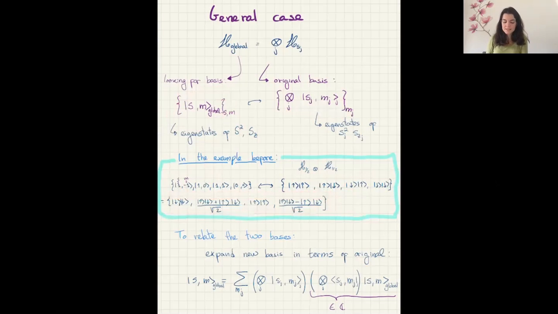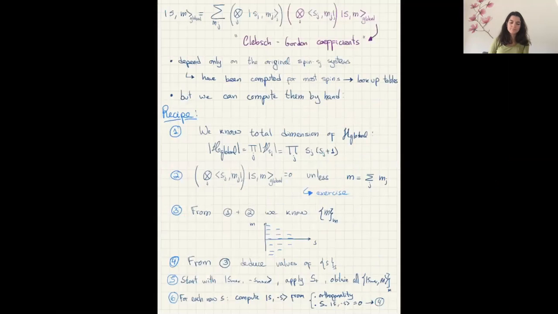So how do we relate these two bases? Well, it's very simple. We just expand the new basis in terms of the original basis, which means what? We take this SM global and we need to write it, SM global, and then plug here an identity, which is just the sum for all M and J of the basis elements, right, in this form. Okay. And this thing here, this is a number, right? And this is the number that we're looking for. Yep. Now, these numbers are called the Clebsch-Gordan coefficients.